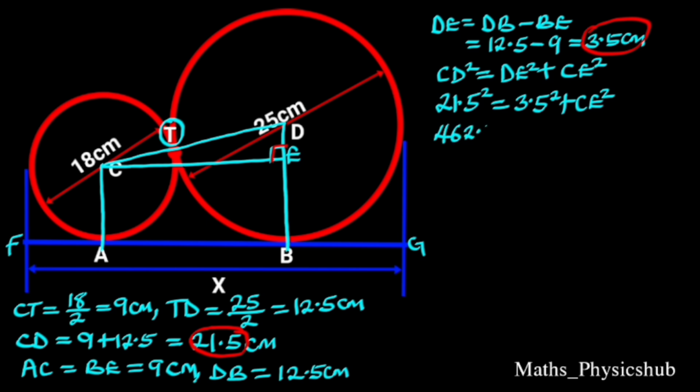21.5 square is 462.25, and 3.5 square is 12.25. It follows that 462.25 is equal to 12.25 plus CE square. To find CE, we take 12.25 to the left side, 12.25 going to the left will become negative.